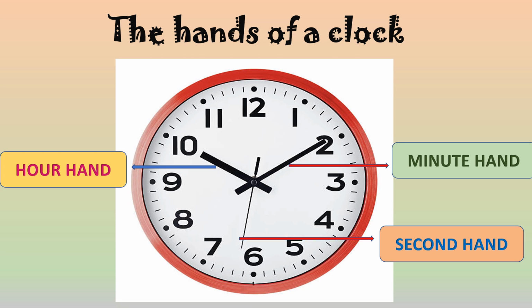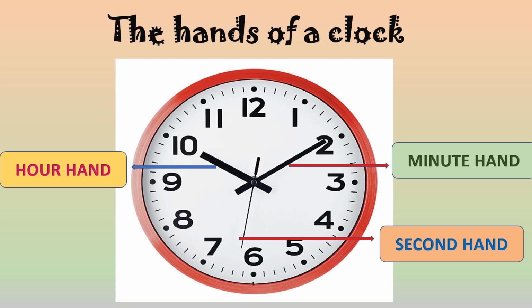Next hand is the minute hand. The long hand is called the minute hand. It takes 1 hour to go around the clock once. 1 hour is equal to 60 minutes. That is, it takes 60 minutes to go around the clock once.